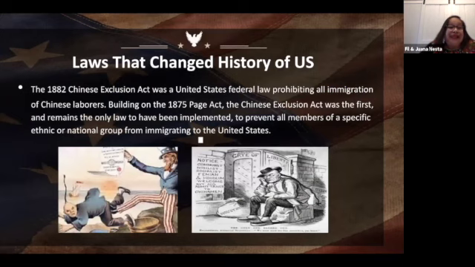Then in 1882, the Chinese Exclusion Act was a United States federal law prohibiting all immigration of Chinese laborers. Building on the 1875 Page Act, the Chinese Exclusion Act was the first and remains the only law to have been implemented to prevent all members of a specific ethnic or national group from immigrating to the United States. So here we see that this was very specific to the Chinese.